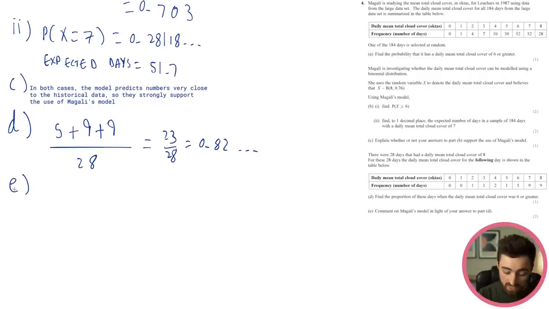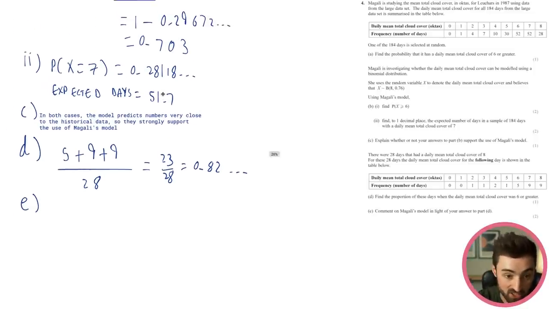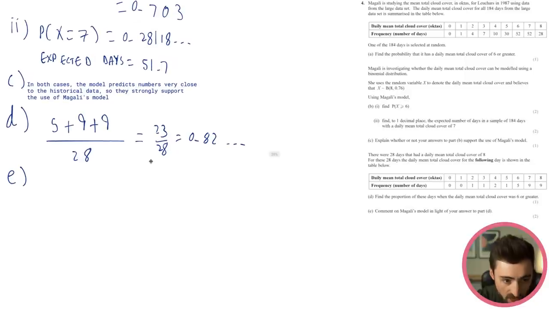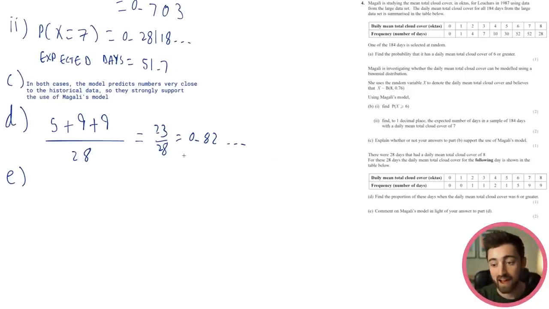Okay, let's have a think about this. In part A, we worked out the proportion that have 6 or greater from this historical data, and we got about 0.7173. Then in part E, we worked it out. It's almost conditional: what's the probability that it's 6 or greater, given that the day before had a cloud cover of 8? And we found the probability to be higher, 0.82, which kind of makes sense. If a day's really bad weather outside, stormy and cloudy, the next day is probably going to be not great as well.